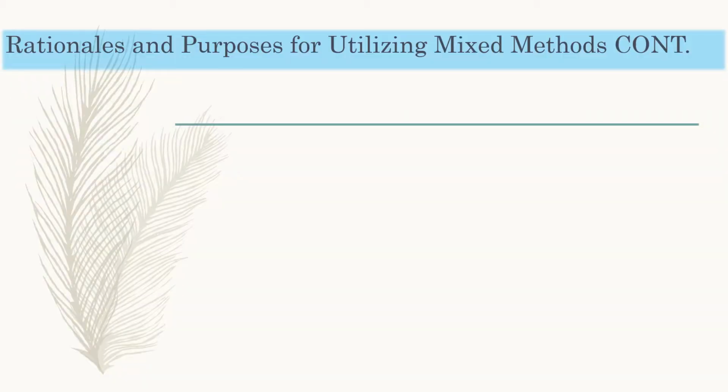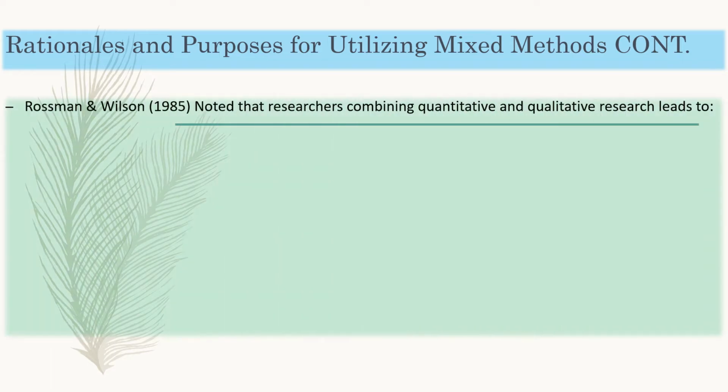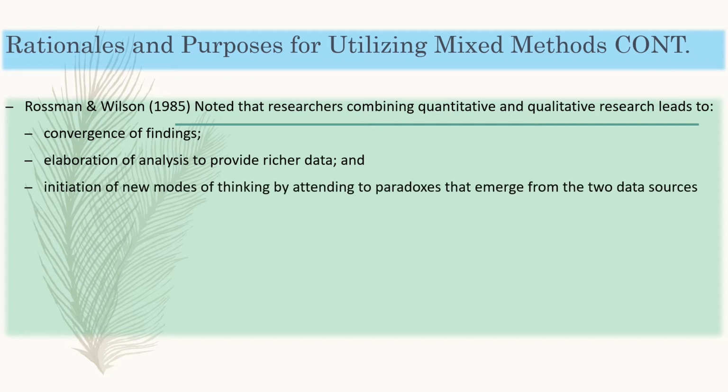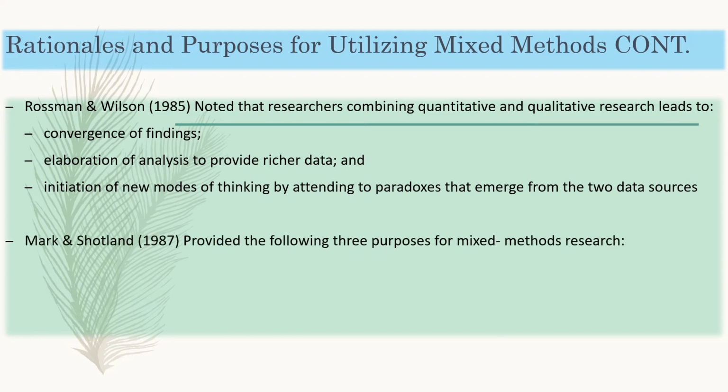Next, Rossman and Wilson in 1985 noted that researchers combining quantitative and qualitative research leads to convergence of findings, elaboration of analysis to provide richer data, and initiation of new modes of thinking by attending to paradoxes that emerge from the two data sources. Also, Mark and Shotland in 1987 provided the following three purposes of mixed method research.